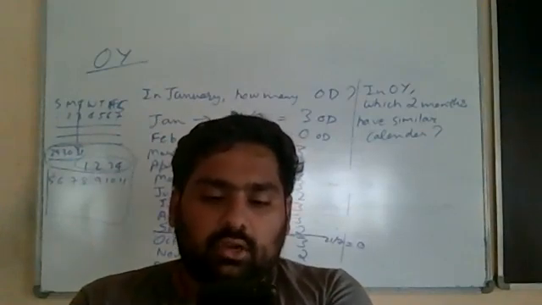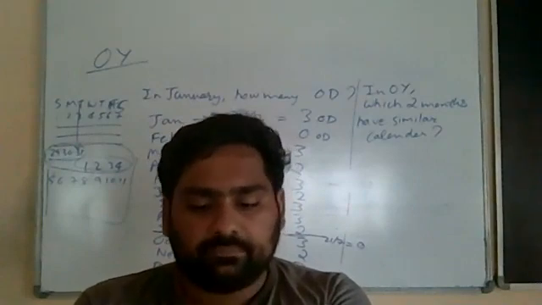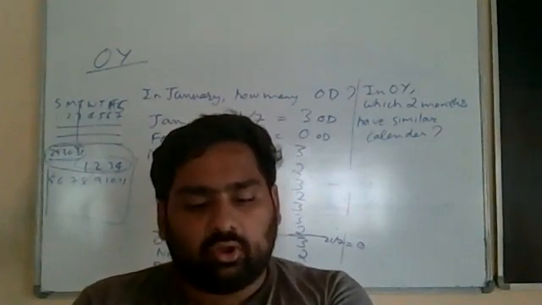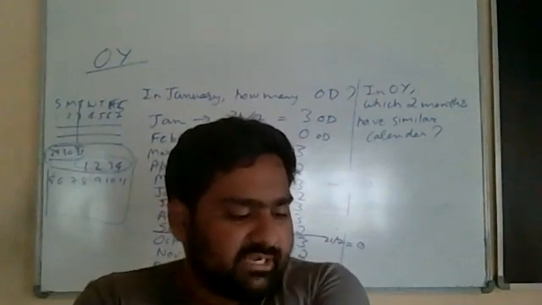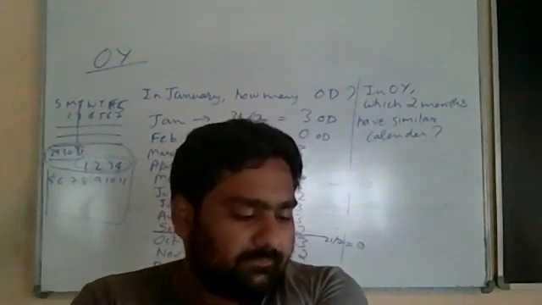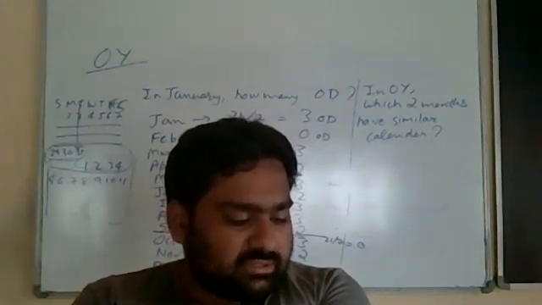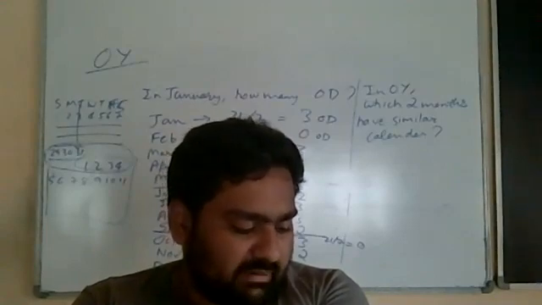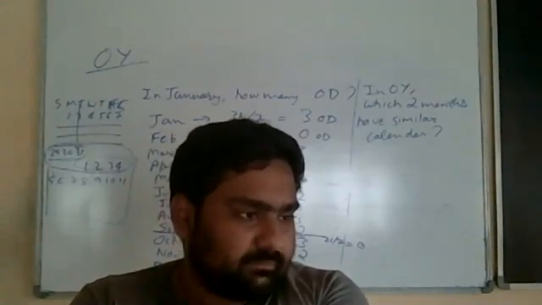Okay. So, do you see that in January, the first day of the year is a Tuesday? Yes. So, in January you have 1 to 7, 8 to 14, 15 to 21, 22 to 28.